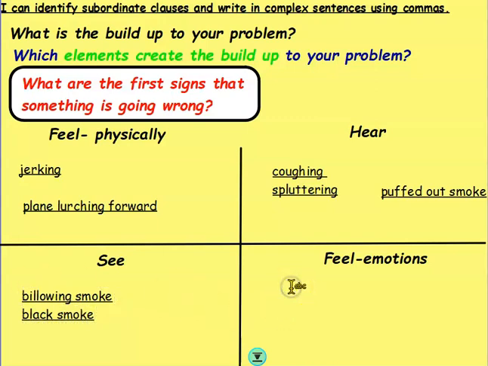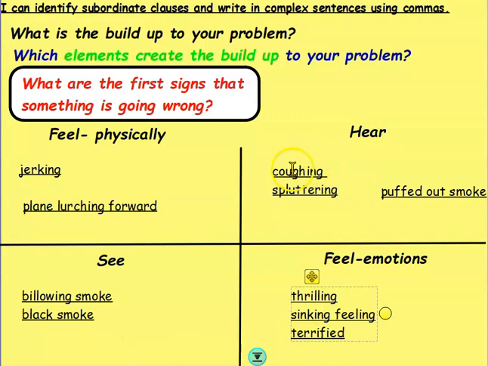And what does he feel? Well, at first, probably he feels that the whole thing's quite thrilling. And then suddenly he gets a bit of a sinking feeling when he feels the plane lurching. And then when he knows he's run out of petrol, I'm sure he'll be terrified or really scared.